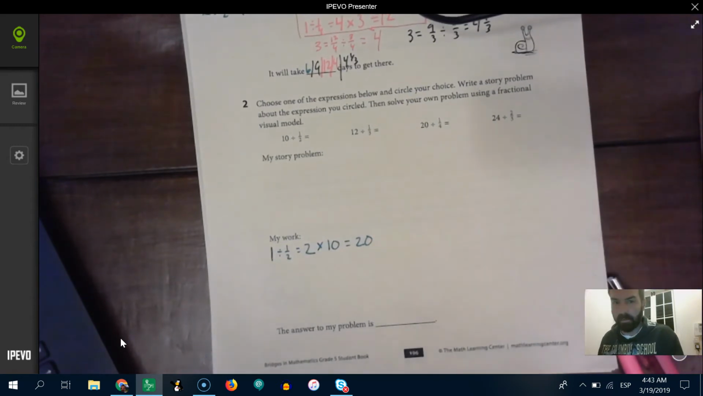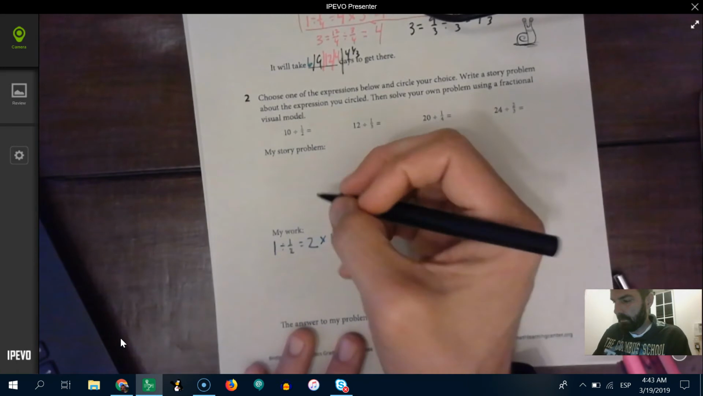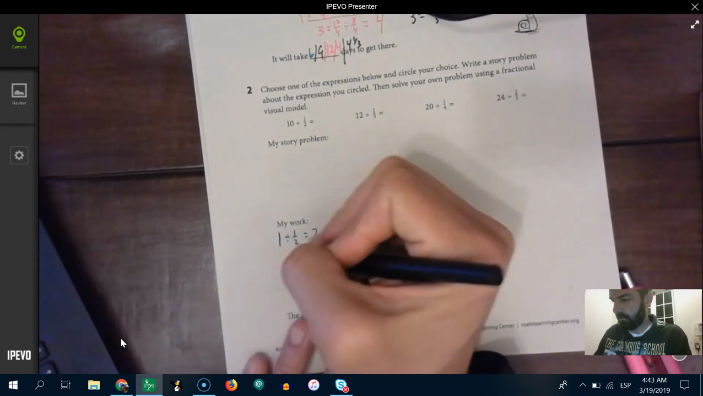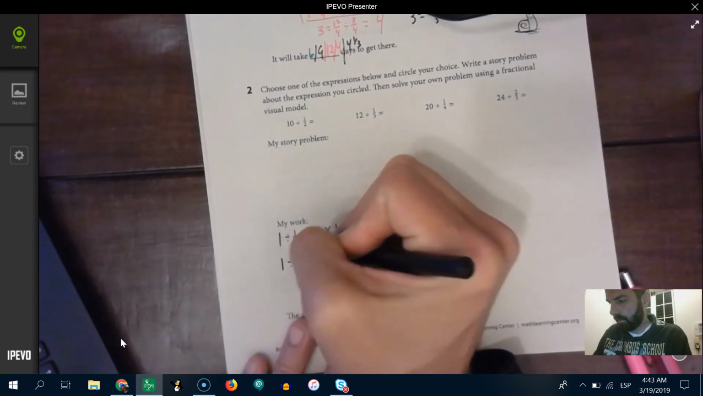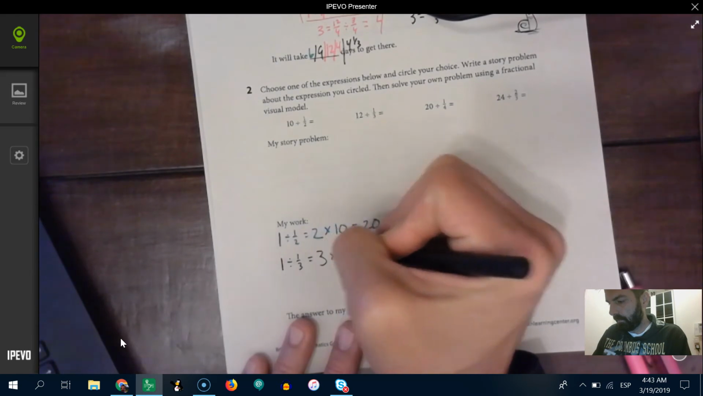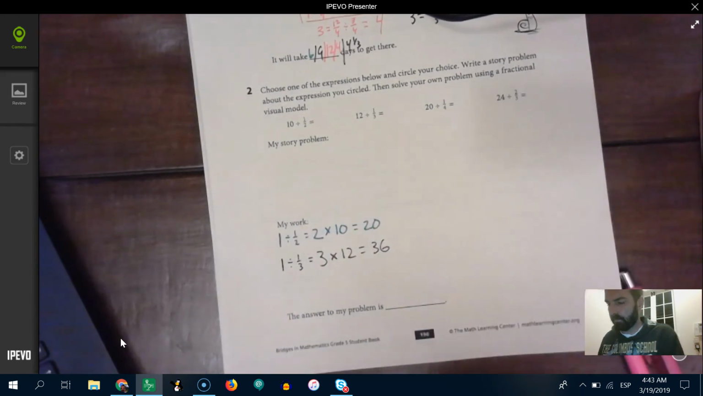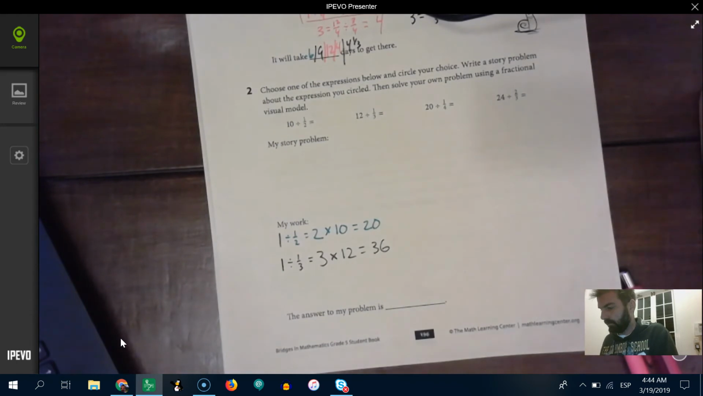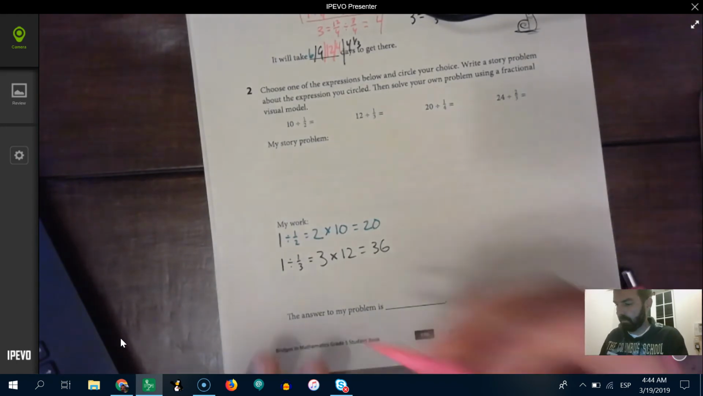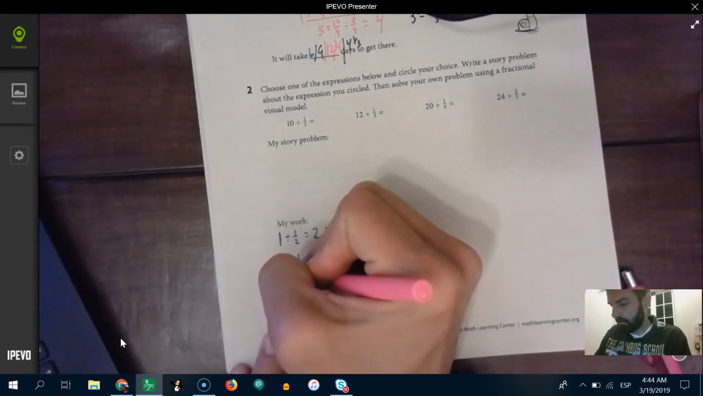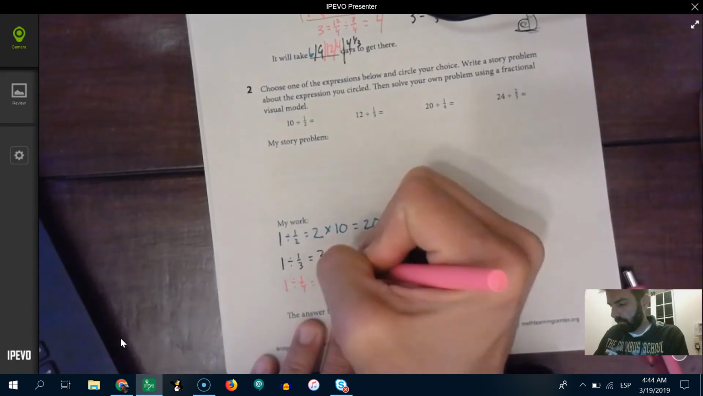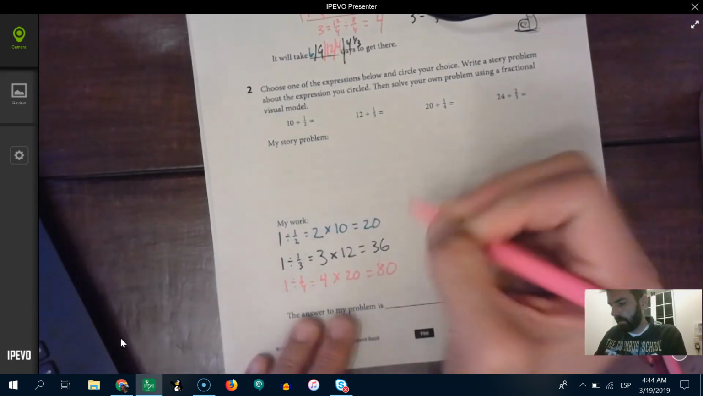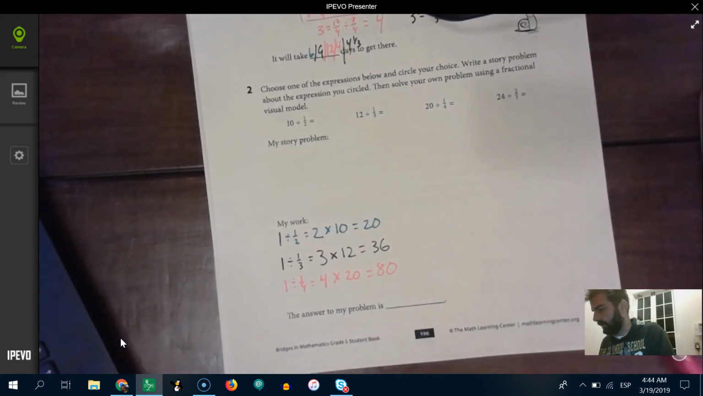Let's look at 12 divided by 1/3. Again, in my 1, I'm looking for how many thirds there are. There are 3. And then I have a total of 12 of them, so that would give me 36. And 20 divided by 1/4. Again, in 1, I know there are 4/4. And I'm looking for 20 of those, and that will give me 80. And then, 24 divided by 2/3.